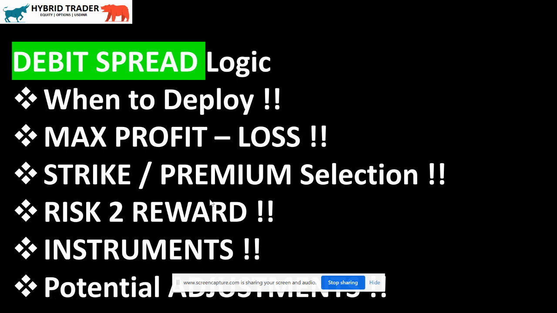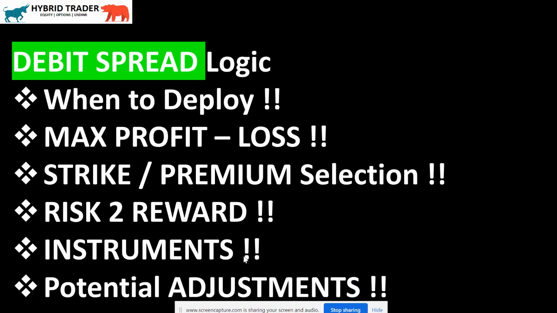Today's topic will be the debit spread. As I promised, today I'll discuss the entire debit spread logic. The points we are going to cover are: when exactly we need to deploy the debit spread, how to calculate the maximum profit and loss for the debit spread, what the selection criteria are for the strike rates or the premiums, what risk to reward we ideally get in the debit spread, what different instruments we can deploy the debit spread on, and the potential adjustments.